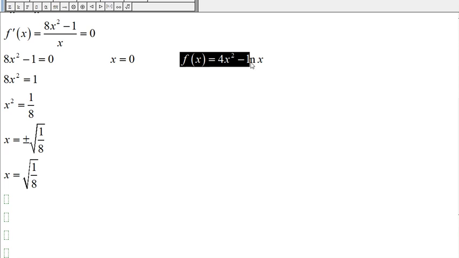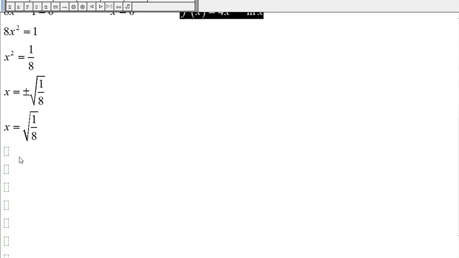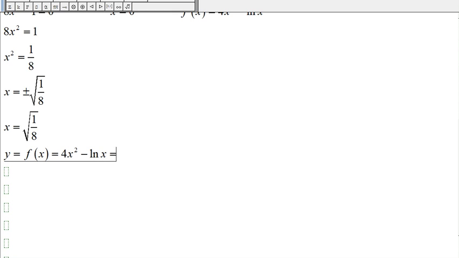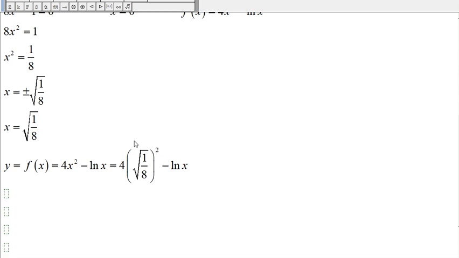And then now let's find the corresponding y value. When x is the square root of 1/8, and then right here, we get the square root of 1/8, square root of 1/8. And then we can simplify this, or if we use a scientific calculator, then this comes out to be 1.53972.